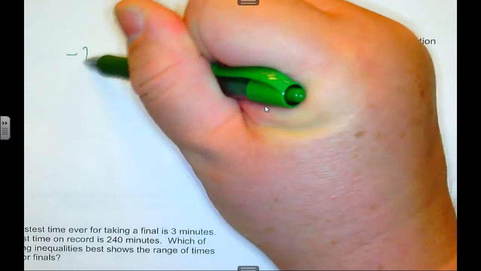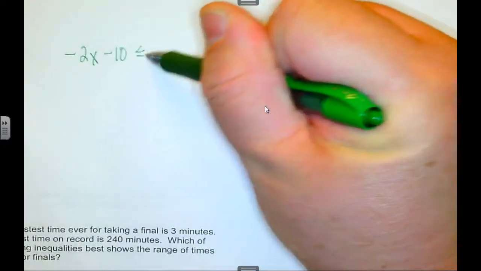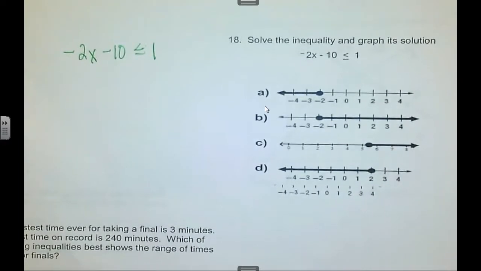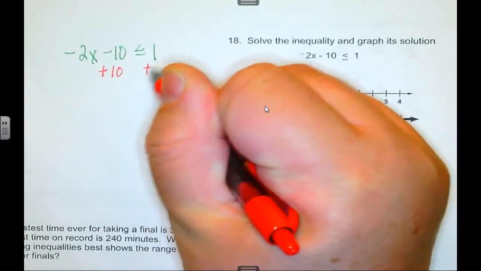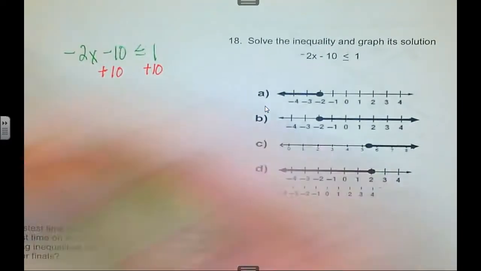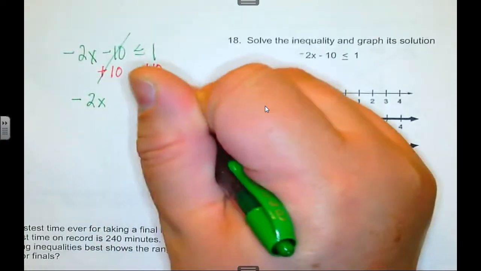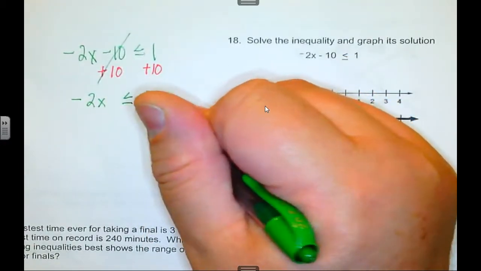All right, so I've got negative 2x minus 10 is less than or equal to 1. What do I have to be careful with when I'm working with inequalities? That's right. If I multiply or divide by a negative number, I have to flip the sign. I got to solve for x. I'm going to add 10 to both sides. Negative 2x. I added, so I'm not doing anything by multiplying and dividing yet.